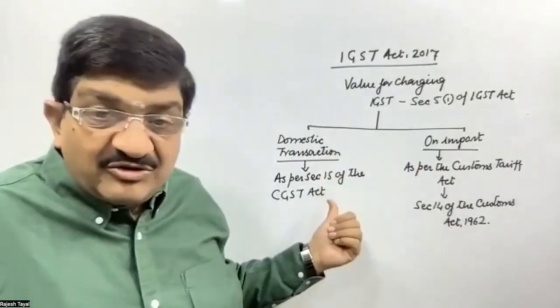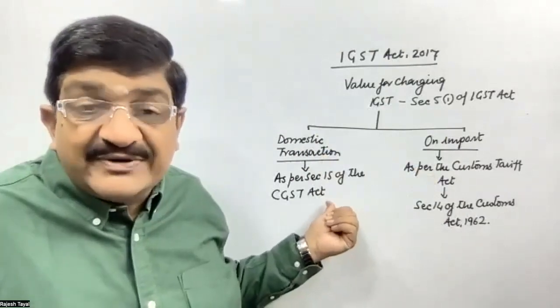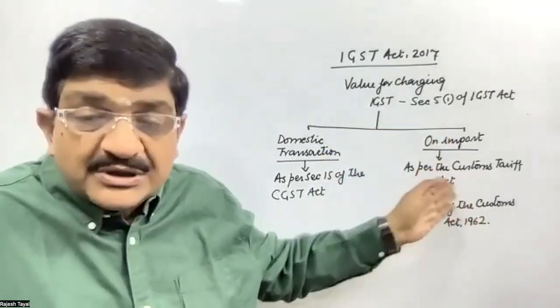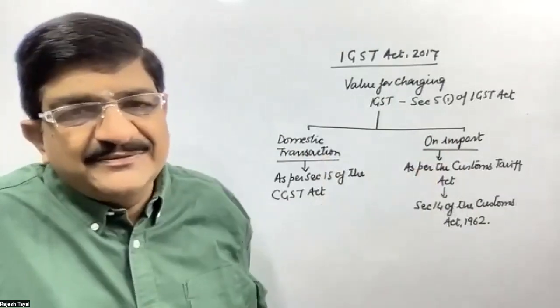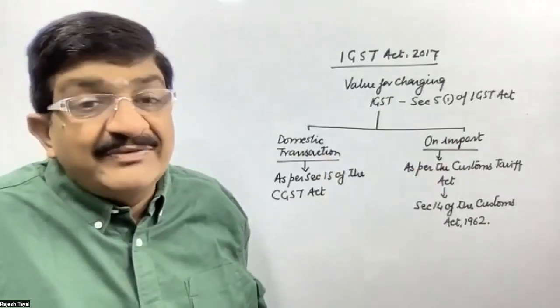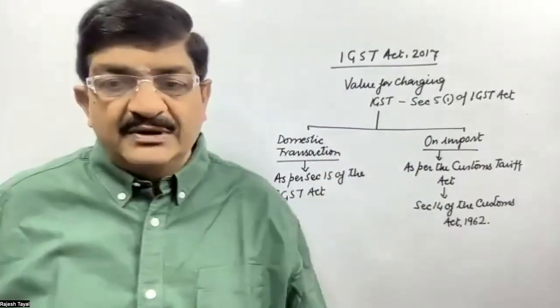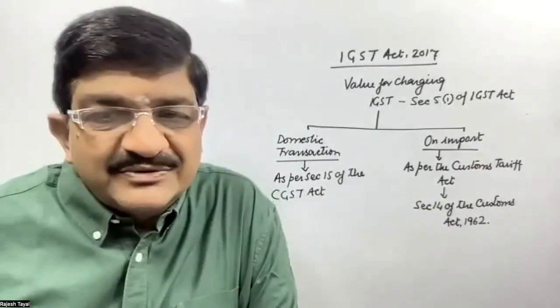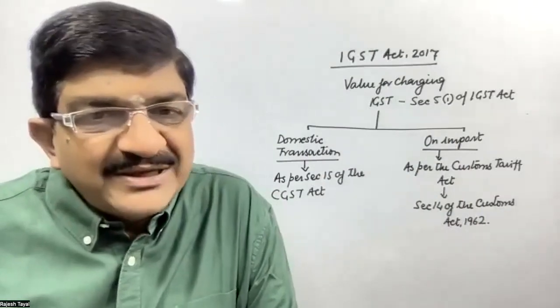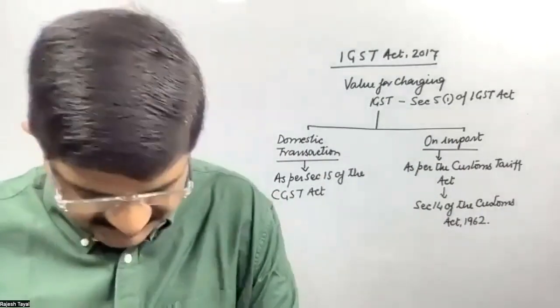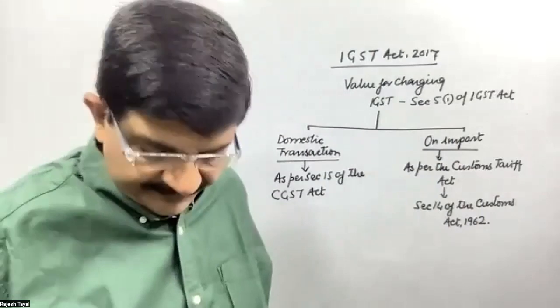So if it is a domestic transaction, valuation as per the CGST. When it is an international transaction of import, then valuation as per Customs Act. And where is the valuation given under the Customs Act? That is Section 14 of the Customs Act. Okay, is this clear?